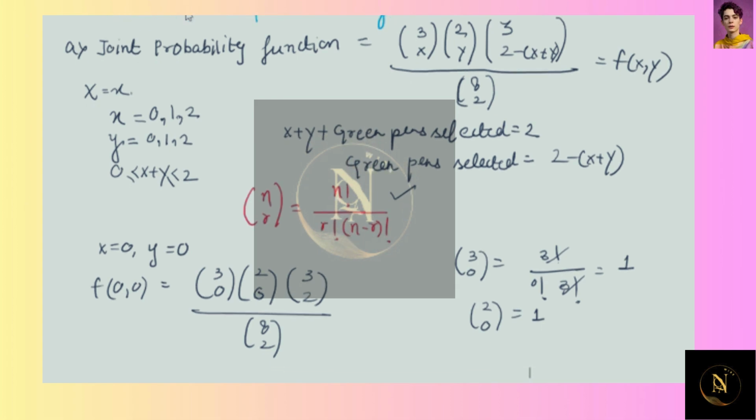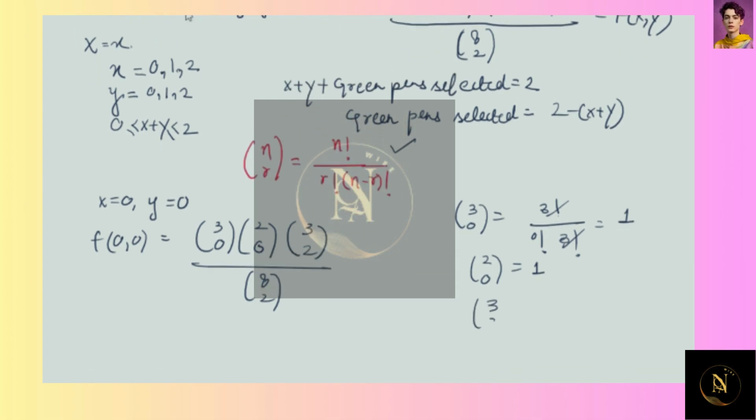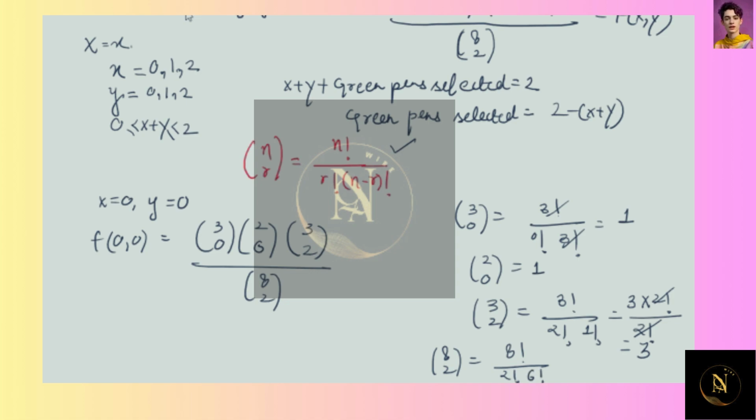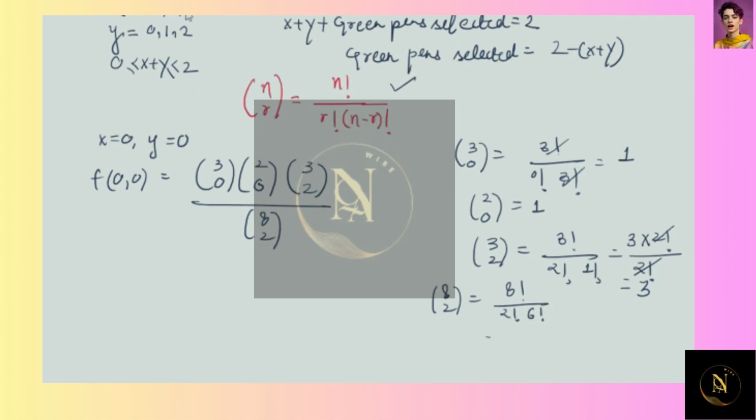Let us find 8c2 and 3c2. For 3c2 we'll get 3 factorial upon 2 factorial into 1 factorial, which is 3 into 2 factorial upon 2 factorial. By cancelling this we get 3. And for 8c2, we get 8 factorial upon 2 factorial into (8 minus 2) factorial, which is 8 into 7 into 6 factorial upon 2 factorial multiplied by 6 factorial, which is 56 by 2, which is finally equal to 28. So we can say that this would be equal to 3 divided by 28.